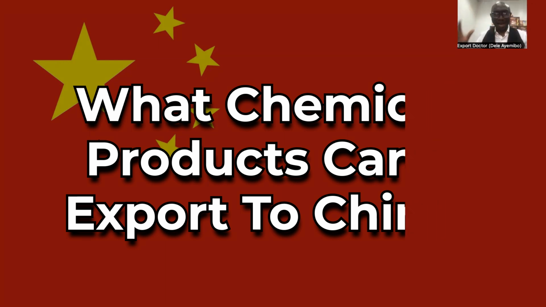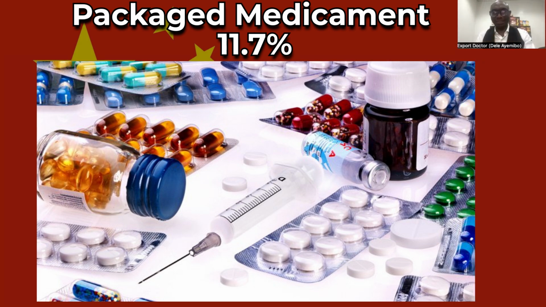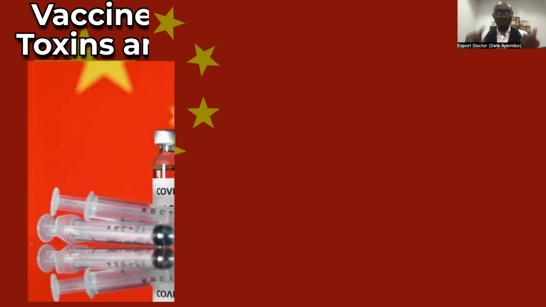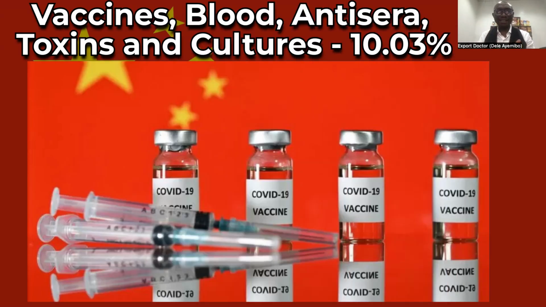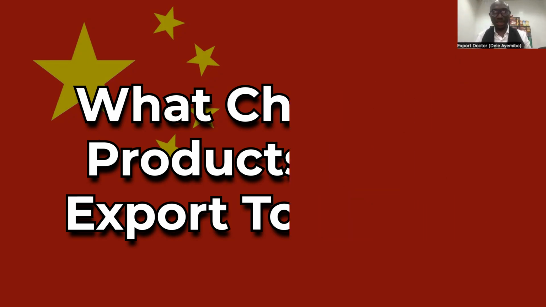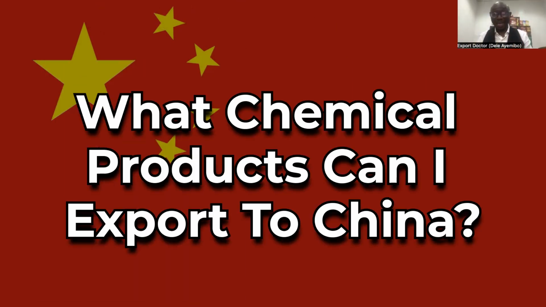Interestingly, out of this demand, packaged medicament, that's packaged medicine, drugs, is 11.7%. Next on the list of demand in China for different chemical products is vaccine, blood, antiserum, toxin, and culture, which is often used in labs, and this accounts for about 10.03% of the total. Cyclic hydrocarbon demand is 10.02%. Then, another interesting product China buys in large quantities is beauty products.